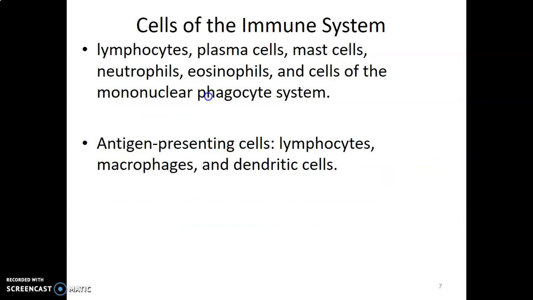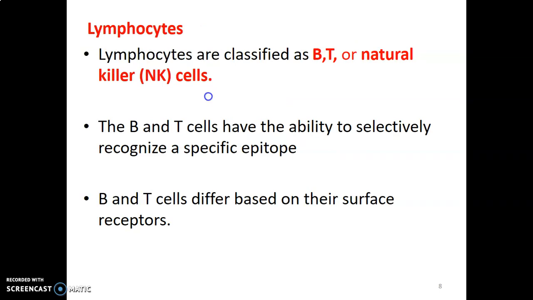So we have different cells in the immune system. We have the lymphocytes, plasma cells, mast cells, neutrophils, eosinophils, basophils, and the cells of the mononuclear phagocytic system. We also have antigen-presenting cells such as macrophages and dendritic cells. So we have three types of lymphocytes: B lymphocytes, T lymphocytes, and natural killer cells.